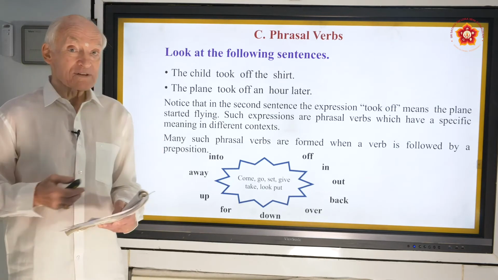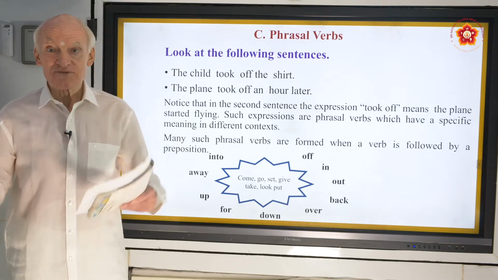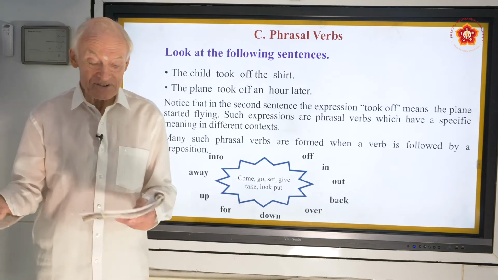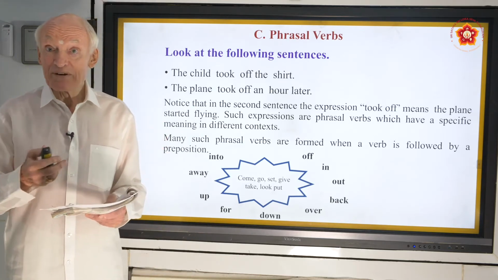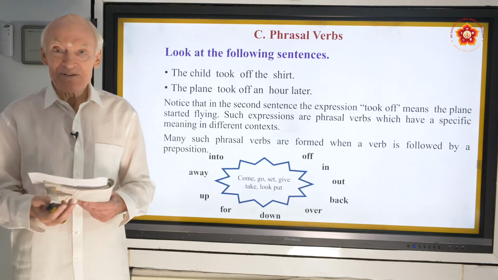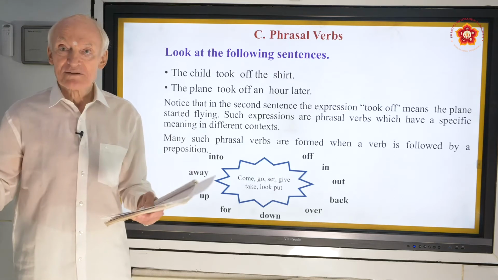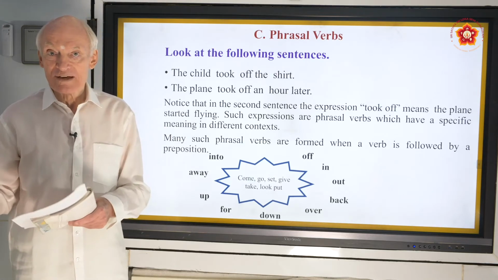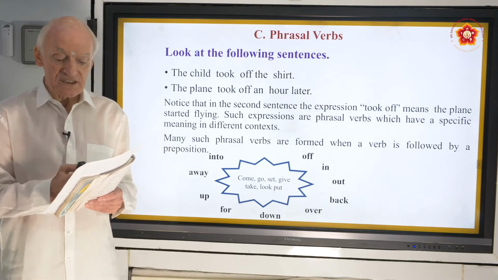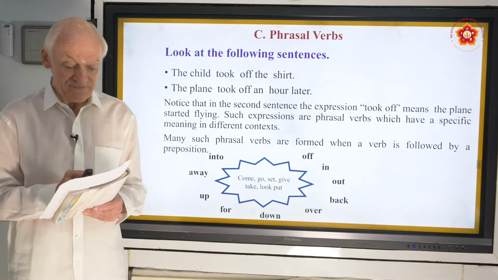So look at the following sentences. The child took off the shirt. He's tried a shirt on, he takes off the shirt. Sounds logical, right? He's taking off his shirt. But when we go to an airport, we watch a plane take off. And so now the same words, take off, have taken on a different meaning. It means the plane has taken off from the runway, is up in the air. So notice in the second sentence, the expression took off means the plane started flying.